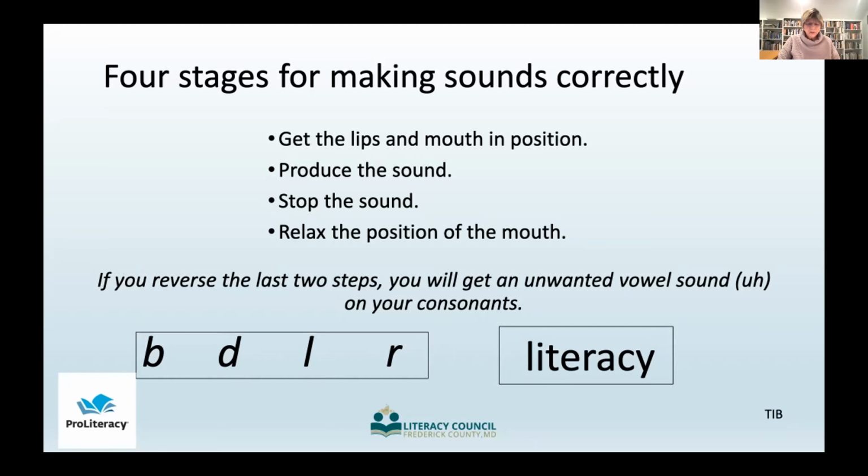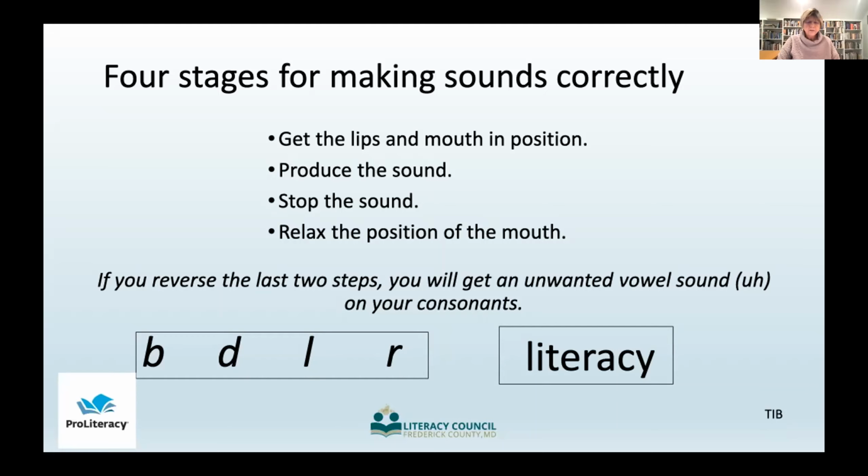If you were to teach a student that the sound an L makes is "al," they might incorrectly sound out the word in the box on the slide and say alliteracy, which completely changes the meaning of the word.